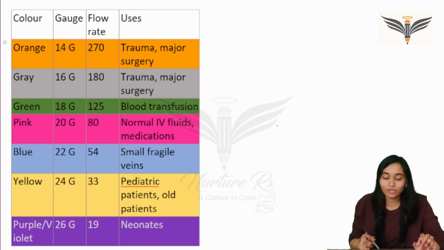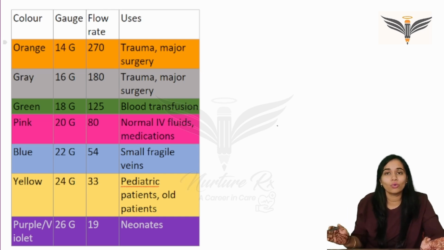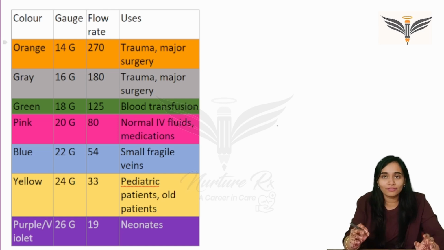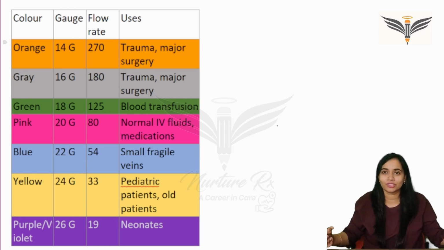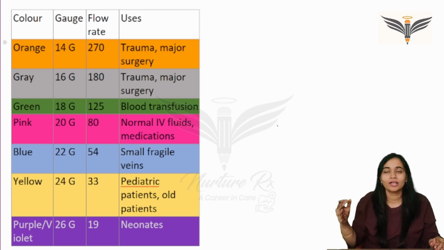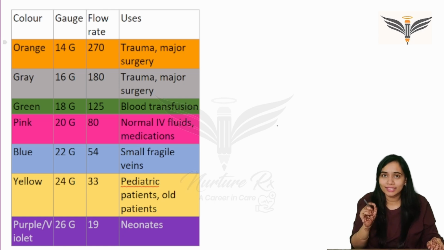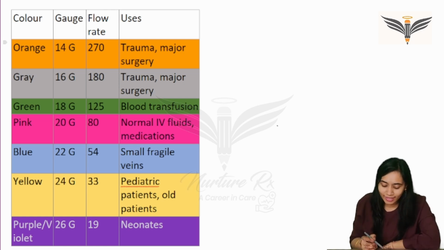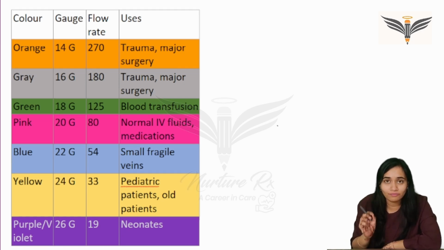Now next one is your yellow colored cannula. Yellow colored is your 24 gauge cannula, and where is it used? It is used in pediatric patients or old patients. Now blue color cannula, we have already seen that it is used in small fragile veins. Now where are you going to find more fragile veins? It will be in the extremes of ages, either very small children or very old people. So in them, what are we going to use? Yellow color cannula.